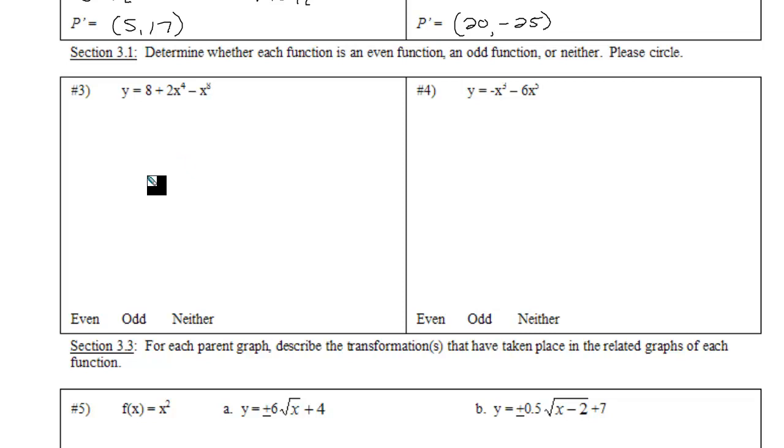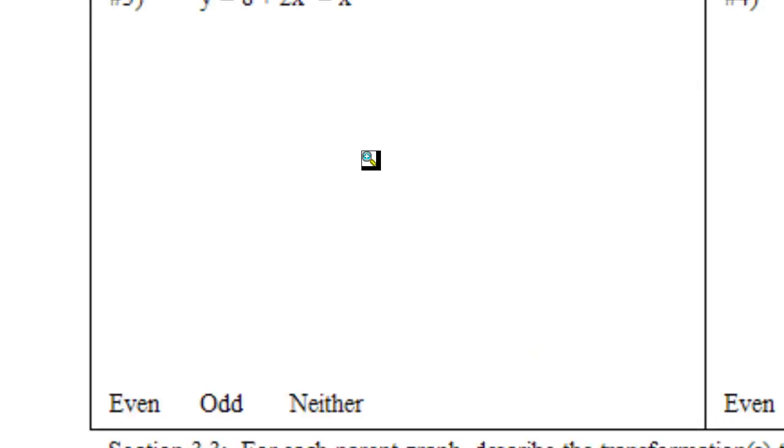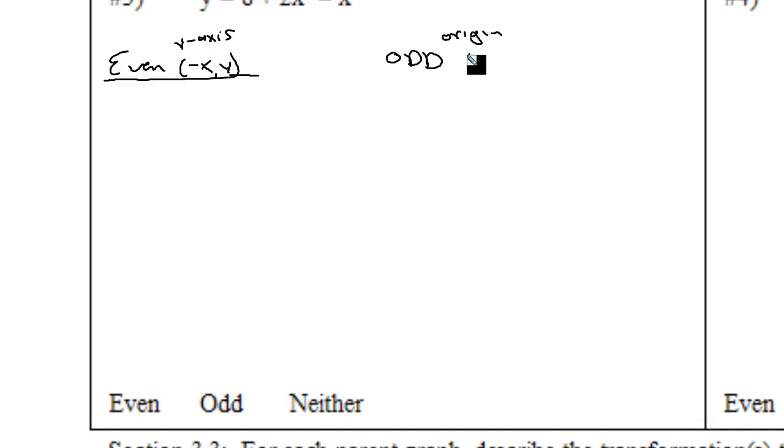For number 3 and 4, you're supposed to determine if the function is even, odd, or neither, and then circle the appropriate response at the bottom. If a function is even, it's symmetric with respect to the y-axis. On the y-axis, you change the sign of the x value and leave the y value the same. For a function to be odd, it's symmetric with respect to the origin. In that case, you change the sign of x and you change the sign of y. You do both of them.